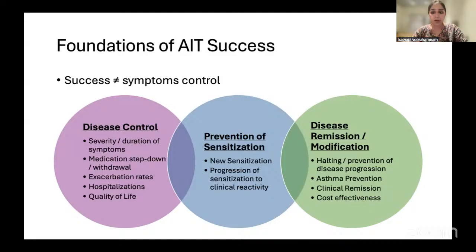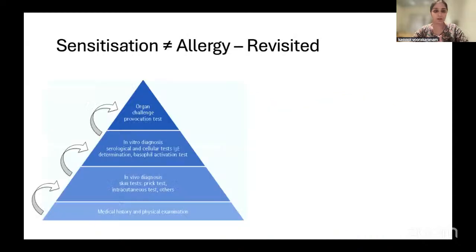The disease modification or remission process is where we are halting the progression of the patient's disease. That is, if the patient is having severe allergic rhinitis, we try to halt that atopic march, not going into severe asthma. So we try to prevent asthma, and we try to also make it a cost-effective scenario. All these together lay the foundations for allergen-specific immunotherapy.